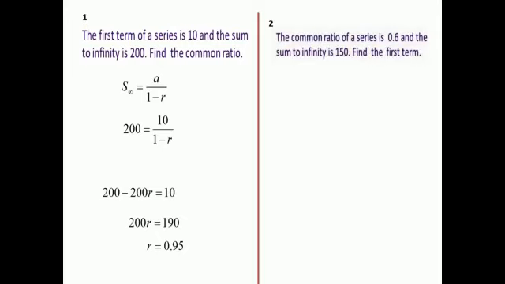10 and you have r is equal to 0.95. Okay, so we have the same question in another form. The common ratio of a series is 0.6 and the sum to infinity is 150. Find the first term. Write the formula. Apply the values. 150 is equal to a. Okay, here a we don't know. 1 minus 0.6. You can calculate here 1 minus 0.6 is equal to 0.4. Cross multiply, a is equal to 60.